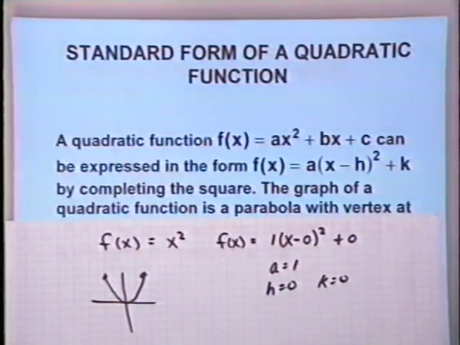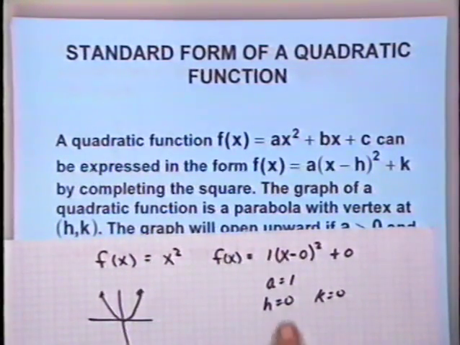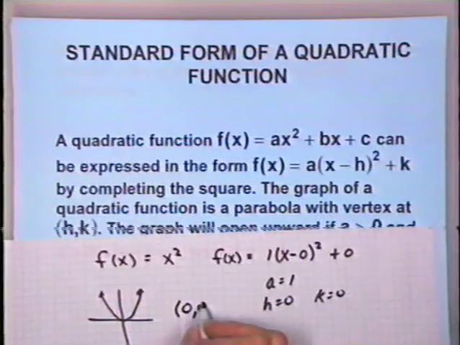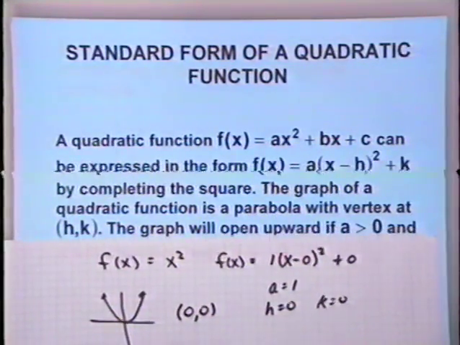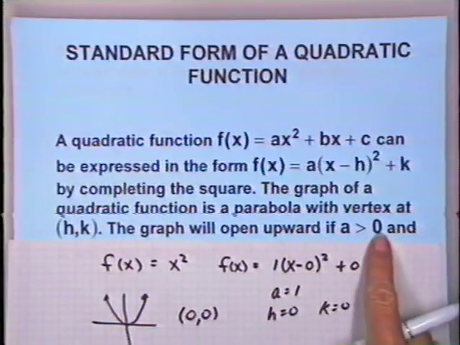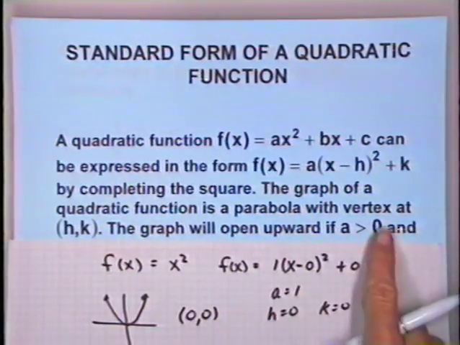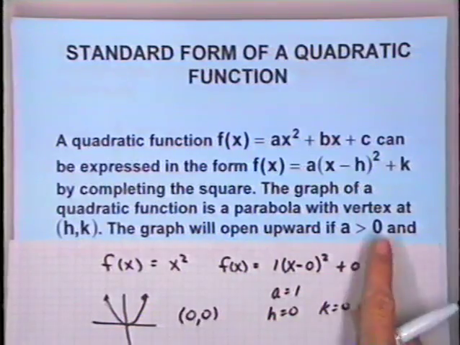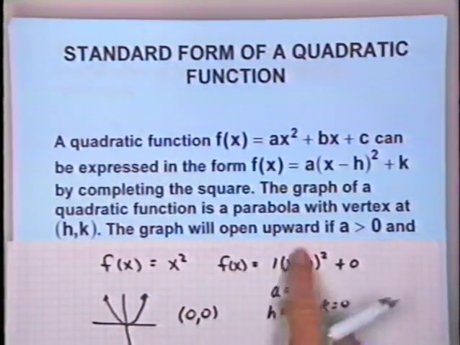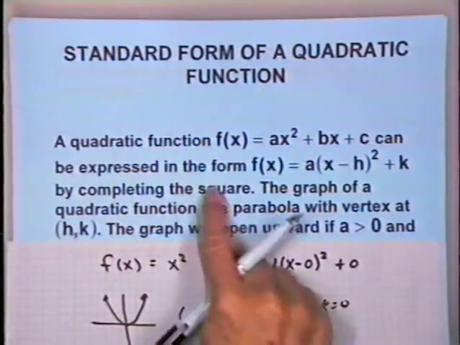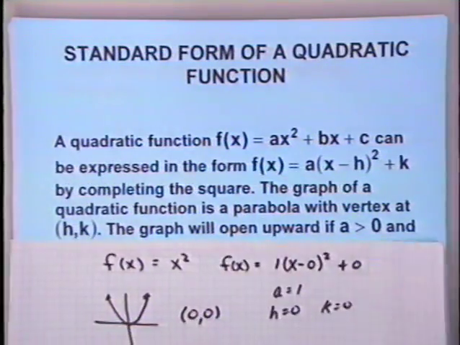Notice this said what? That the graph is a parabola, which we have, with vertex at (h, k). Well, in our case, h and k both being 0, says our vertex is at the origin. Notice the graph will open upward if a is greater than 0. Our a is a 1, which obviously is greater than 0. Now, most equations are not this simple, and in order to get this format, we will probably complete the square.